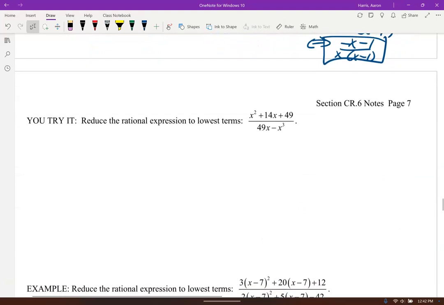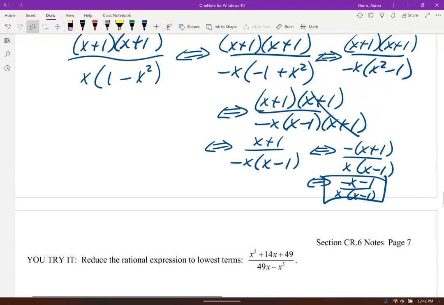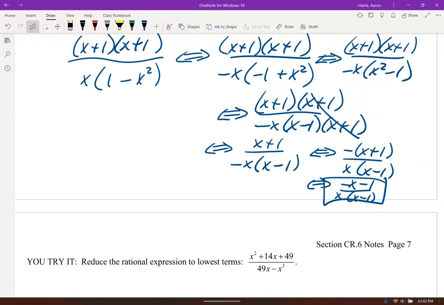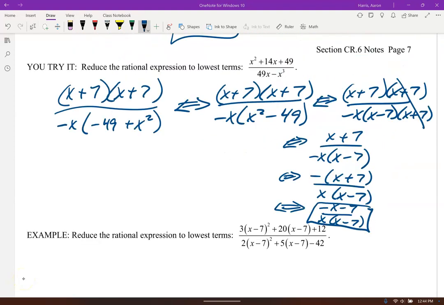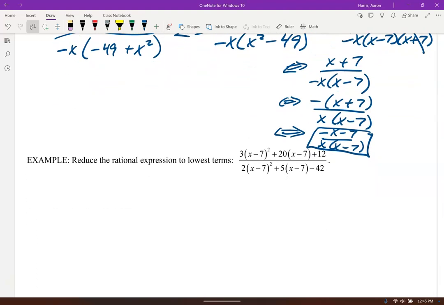Now, why don't you guys try this one here. X squared plus 14x plus 49 over 49x minus x cubed. So you could have negative x minus 7 over x, x minus 7. Or another form of this would be x plus 7 over x, parentheses 7 minus x. That's another form as well. All right, let's move on here.